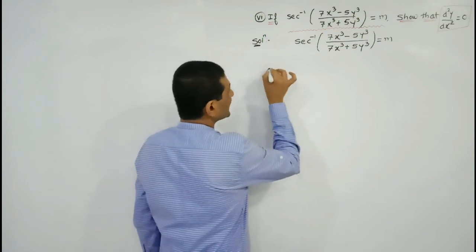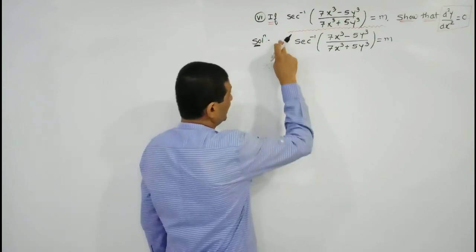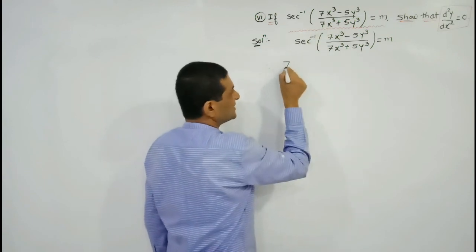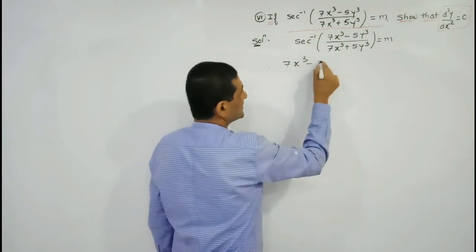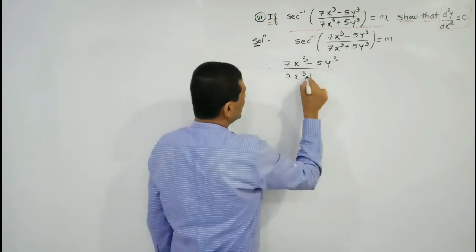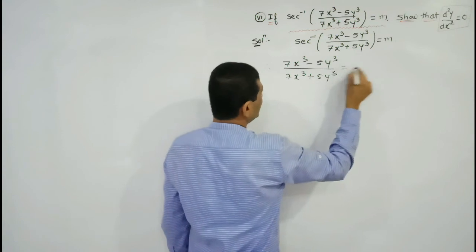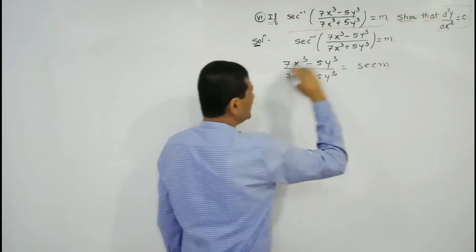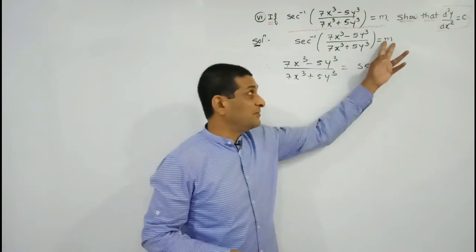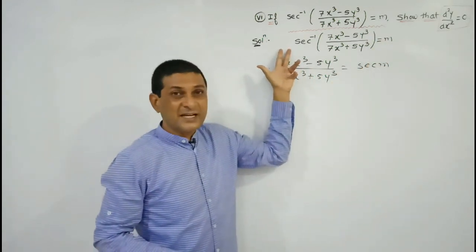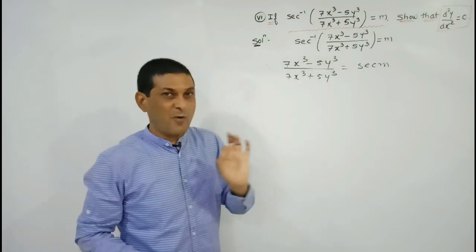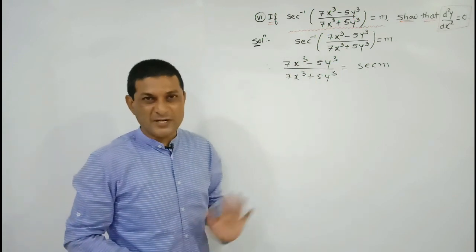So here we are taking sec on both sides. If I am taking sec of left hand side, sec and sec inverse will get cancelled, means remaining term is 7x cube minus 5y cube divided by 7x cube plus 5y cube, and on this side we will get sec m. This result we are getting just simply by taking sec on both sides. On this side we will get sec m, and on this side sec and sec inverse will get eliminated by property of inverse trigonometric function.